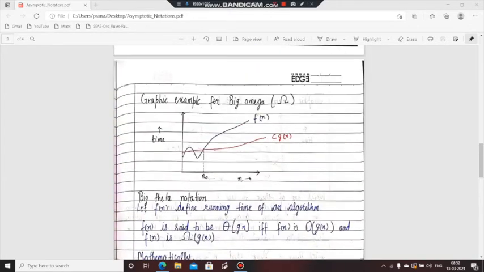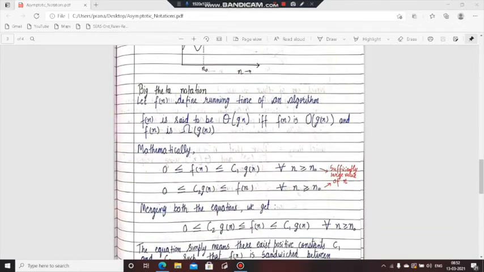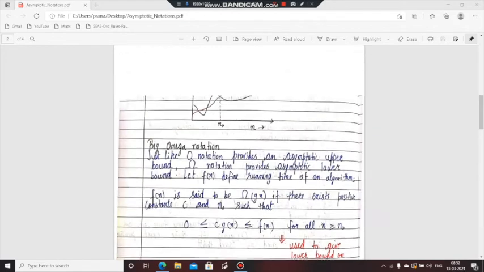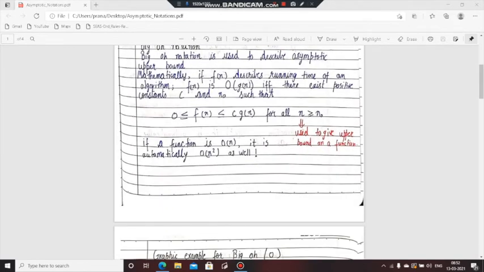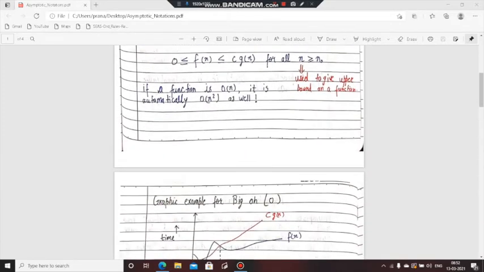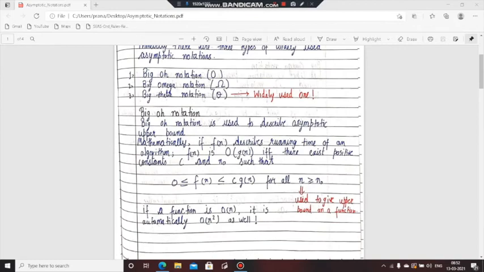That's it for the big omega case. And now I'll talk about the big theta notation. Sorry, I forgot to mention big O. It's the most widely used notation because it tells us about the worst case of an algorithm. If we solve the time complexity of an algorithm, we always solve for the worst case. So big O notation tells us about the worst case.